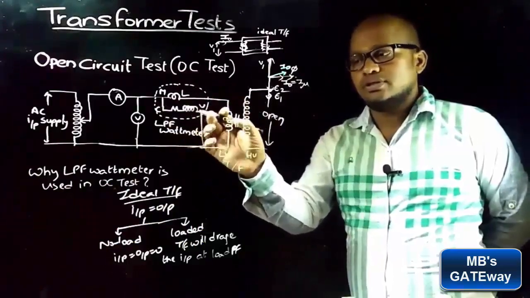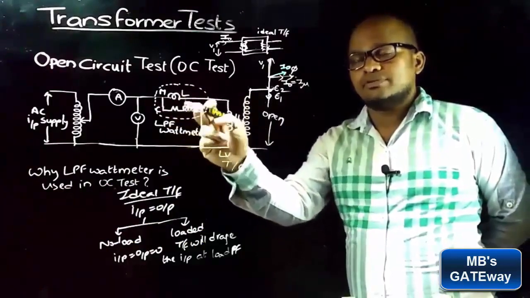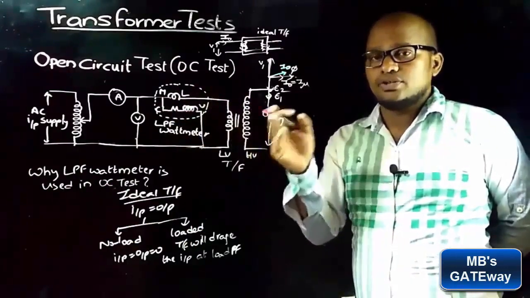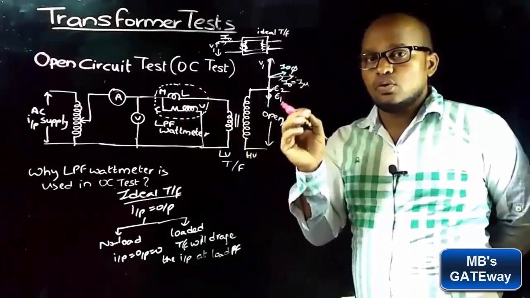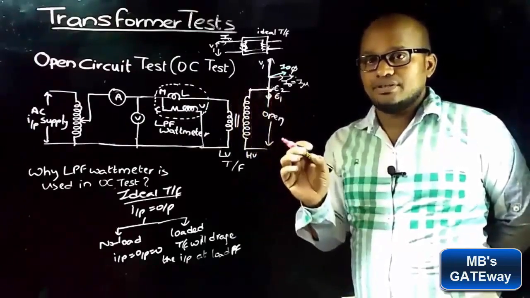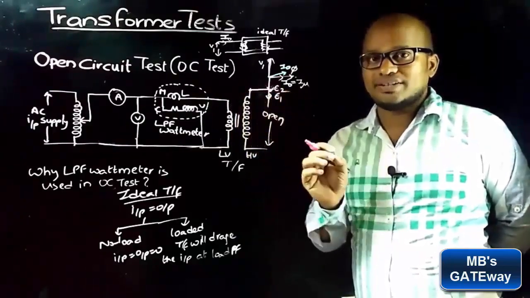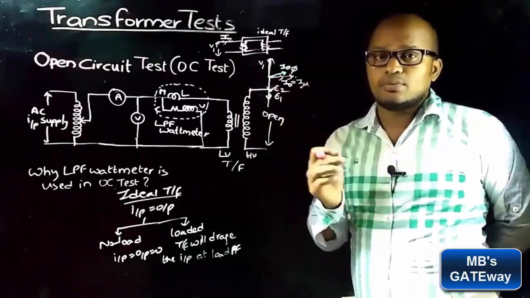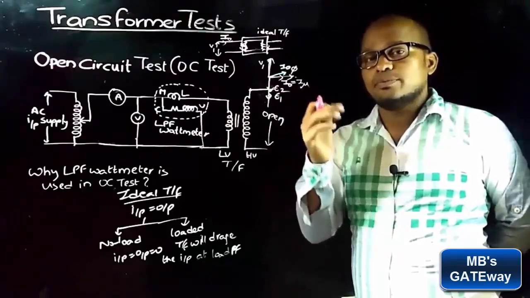So if you notice that here we are using LPF type of wattmeter in open circuit test. LPF type of wattmeters are used in the circuits with low power factors because they give the power reading with good accuracy for circuits with low power factors. Whereas to have good accuracy reading for the circuits with higher power factors, UPF type of wattmeters are used.